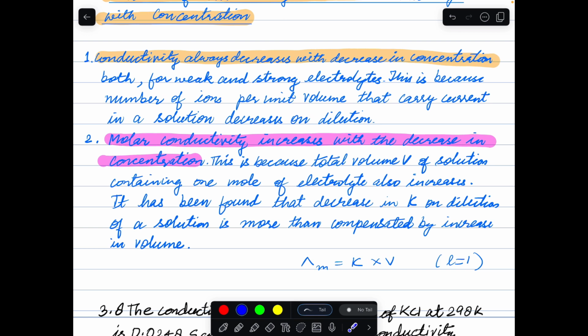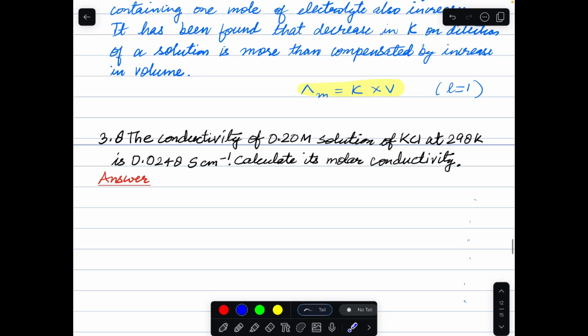So it has been found that the decrease in conductivity of a solution is more than compensated by the increase in volume, as given by this formula. You have to remember this idea always: conductivity always decreases with decrease in concentration, and molar conductivity will increase with decrease in concentration.